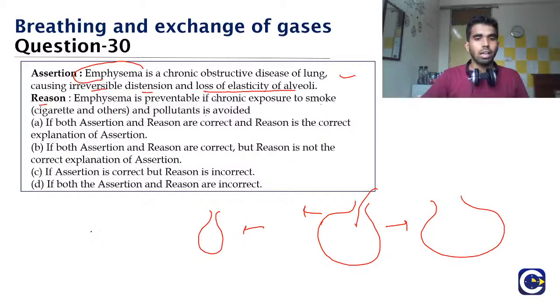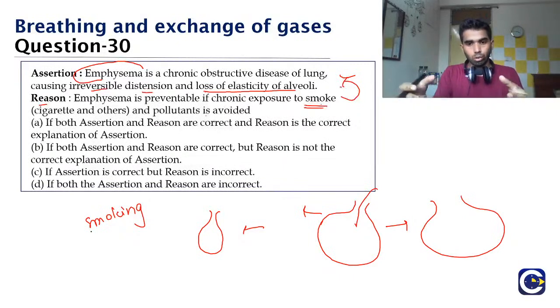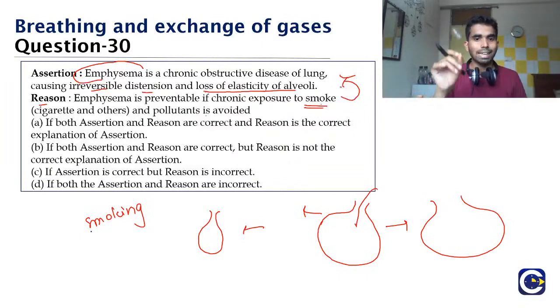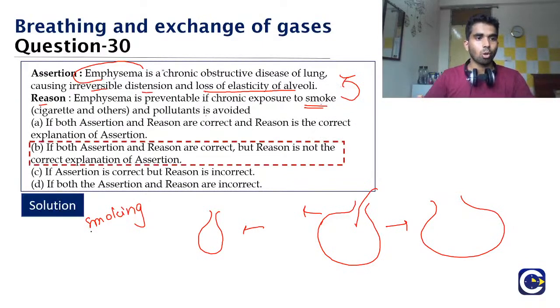Yes, assertion is correct. And I have told you earlier that what is the cause of emphysema? It is smoking in the majority. So yes, smoking is also the correct cause of emphysema. But is this reason explaining the assertion, that why the smoking is causing this loss of elasticity? No, it is not explaining. It is not talking about the mechanism at all. So that is why the correct answer over here should be option B.